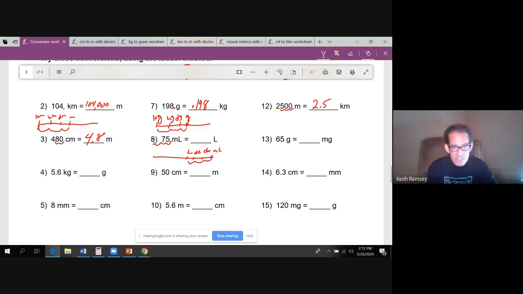What do I have to do right here? I have to add a 0 as a placeholder. So this would be 0.075 liters, because a milliliter is really small.